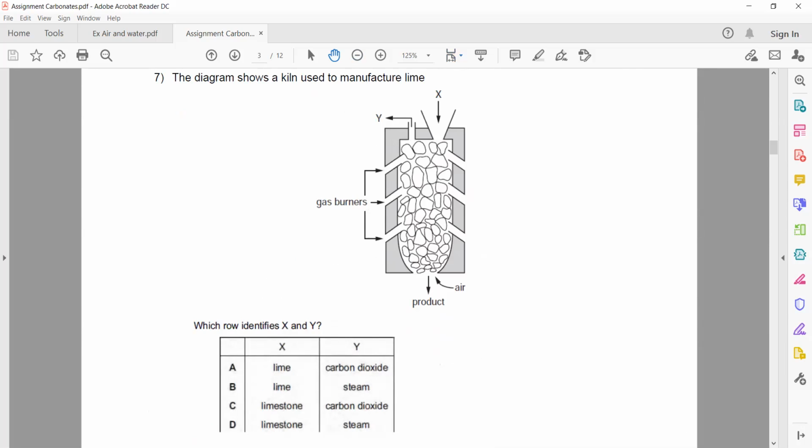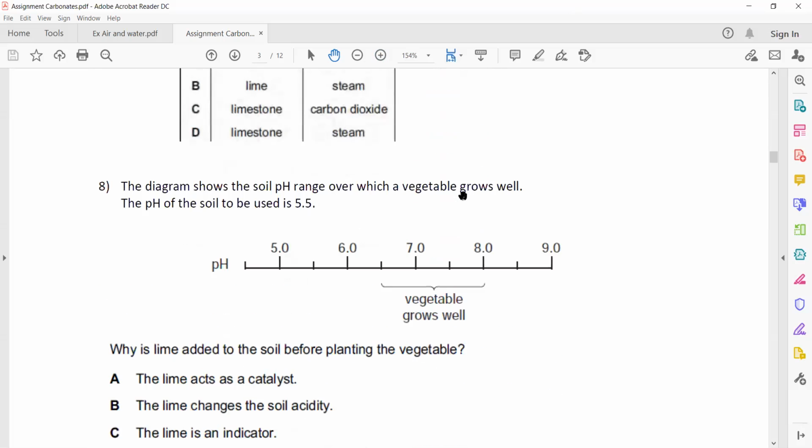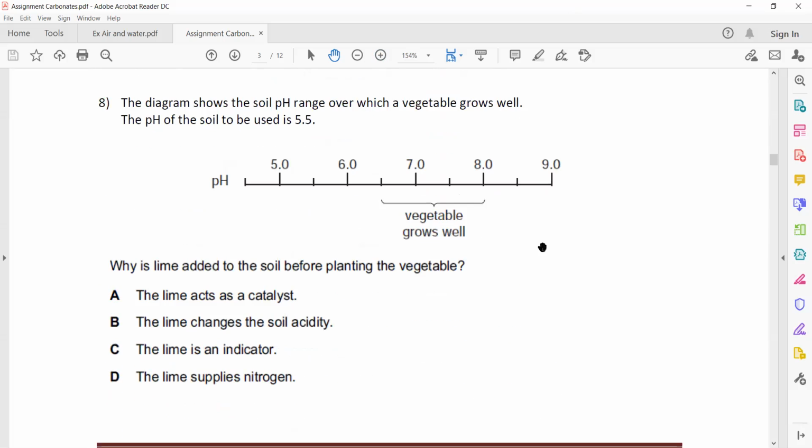What is X? I want participation from everyone. So, X is basically adding calcium carbonate that decomposes into calcium oxide and results in the formation of carbon dioxide. The gas burners are basically to produce the heat energy so it can burn and increase the temperature. Question 8.